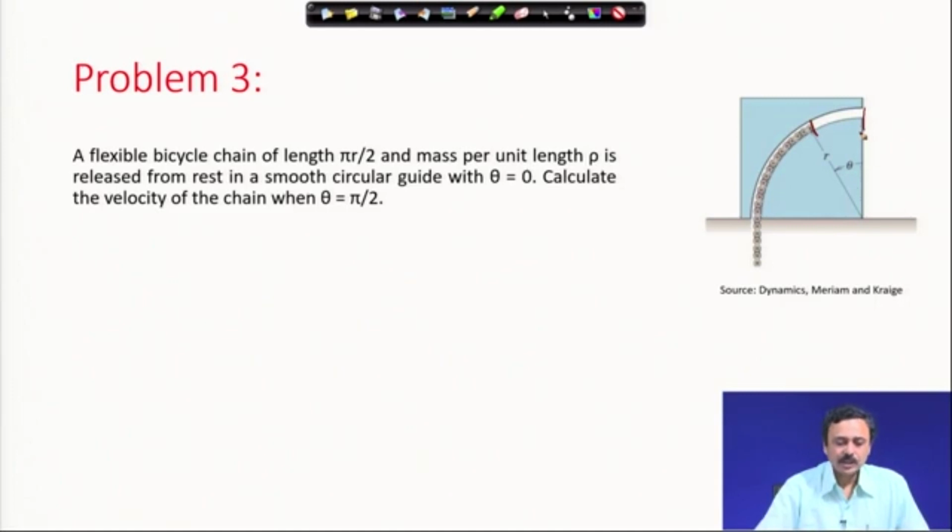Calculate the velocity of the chain when theta is equal to pi by 2. When theta is equal to pi by 2, what happens to the chain? It has come out of this circular slot and it is now falling under gravity, it has become vertical. This is a problem from the book of Meriam and Kraige.